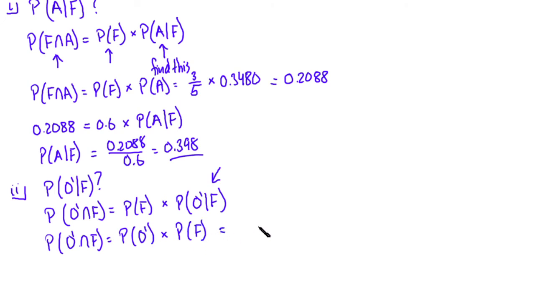So the probability of not having blood type O, we said there were 725 students that did not have blood type O. So 725 divided by the total number of students, 1,250, times the probability of a student being female, which is 3/5.